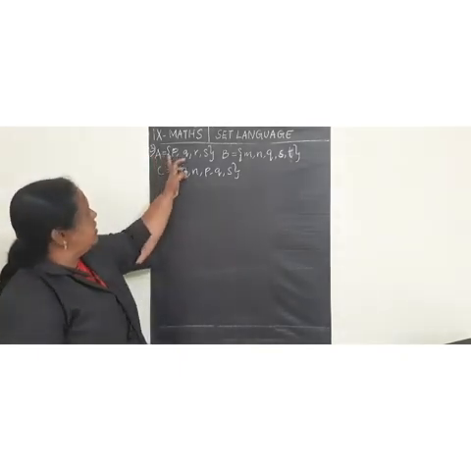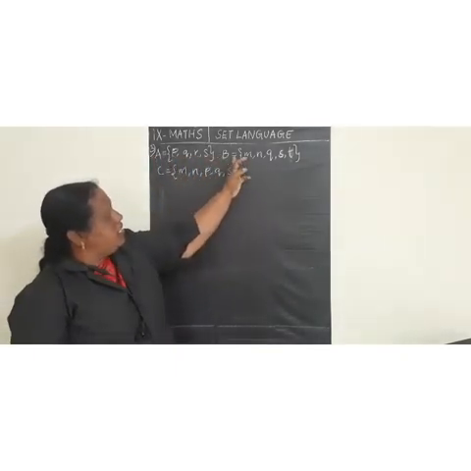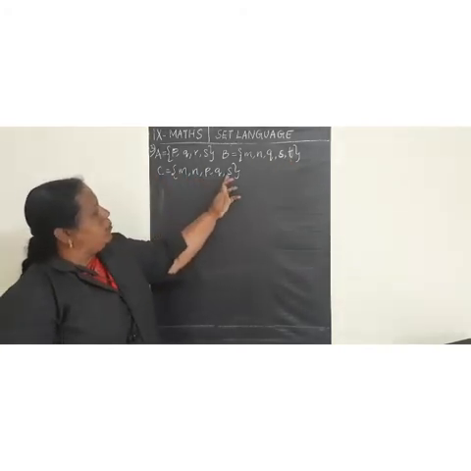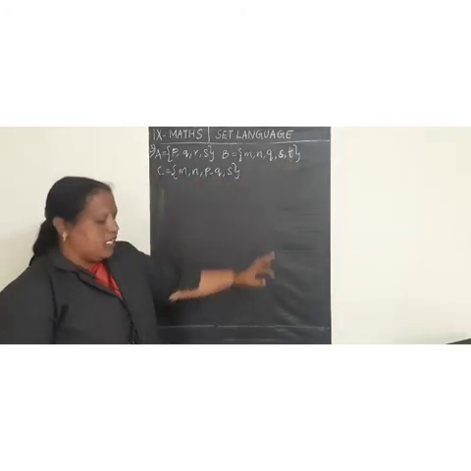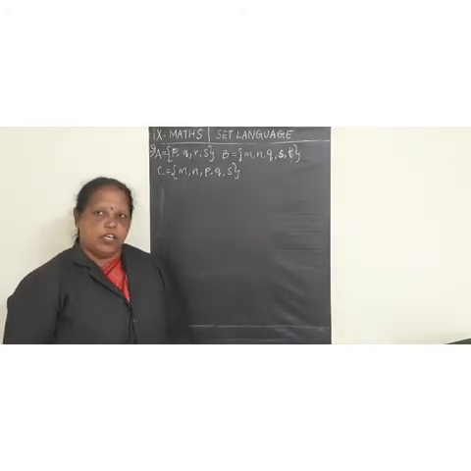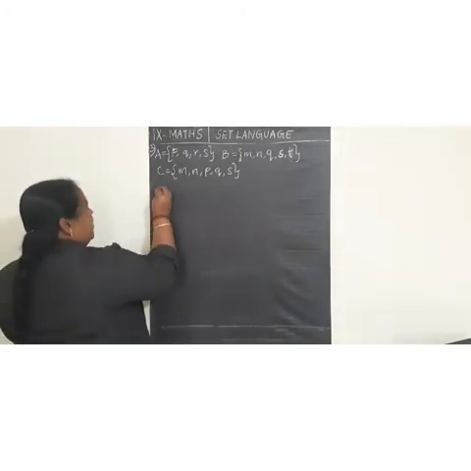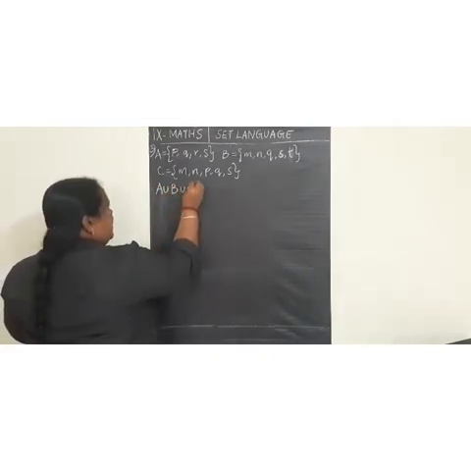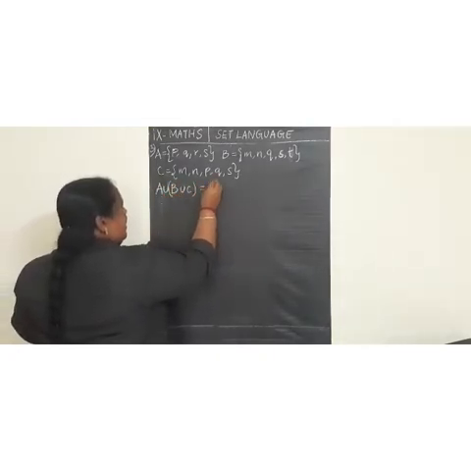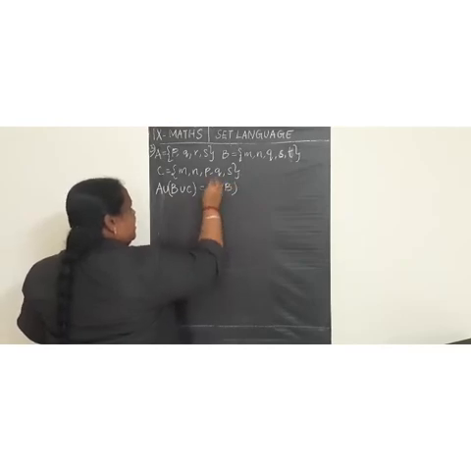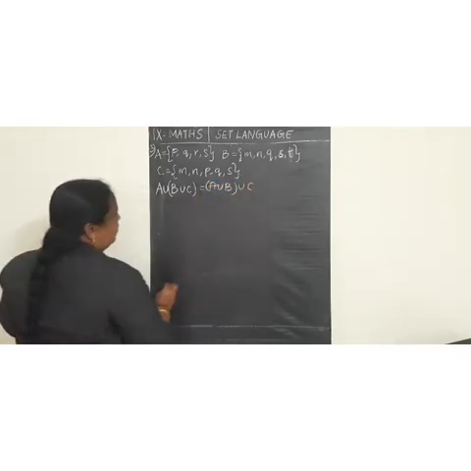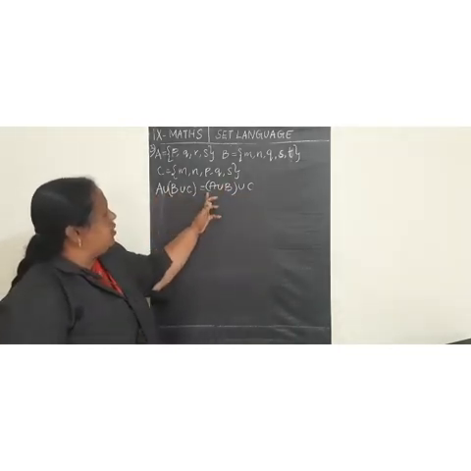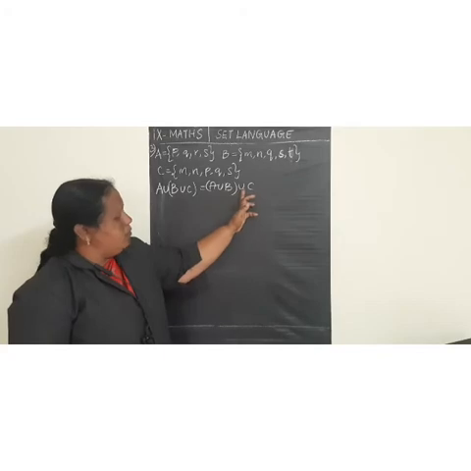Next question: A = {P, Q, R, S}, B = {M, N, Q, S, T}, C = {M, N, P, Q, S}. We have to verify here the associative property of union of sets. The associative property of union of sets means (A ∪ B) ∪ C = A ∪ (B ∪ C). We have to show that both are equal.